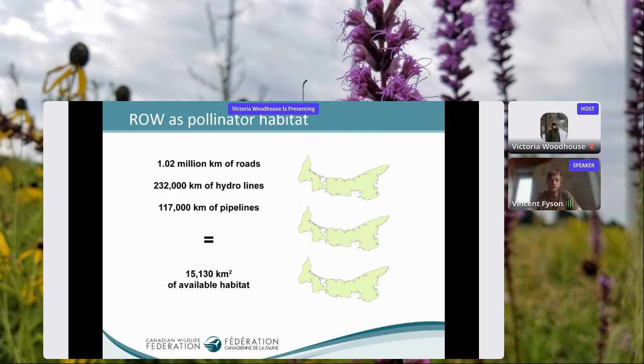Our main target is restoring rights of way by improving pollinator habitat. Rights of way represent a huge area of Canada that has the potential to be highly functioning pollinator habitat. There are over 1 million kilometers of rural roads in Canada, and the verges of these roads, combined with hydro and pipeline rights-of-way, cover around 15,000 square kilometers of land, an area roughly the size of 3 PEIs. That's a huge area of land that in some places is very good habitat already, but for the most part is relatively poor habitat.